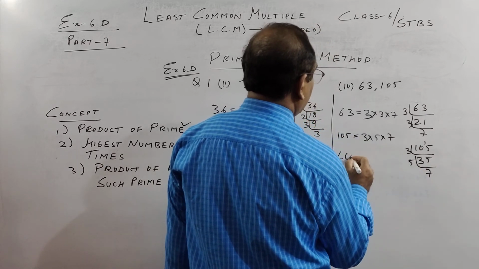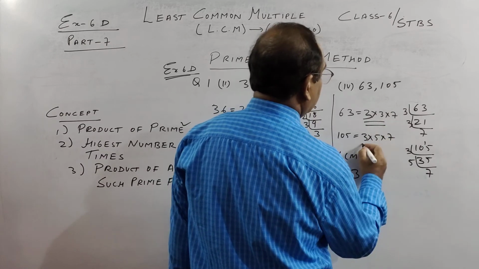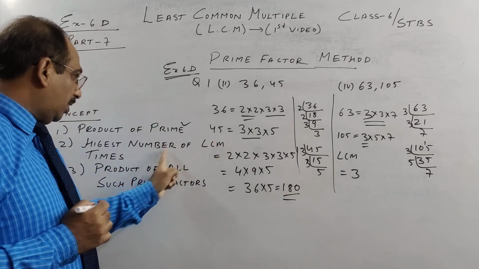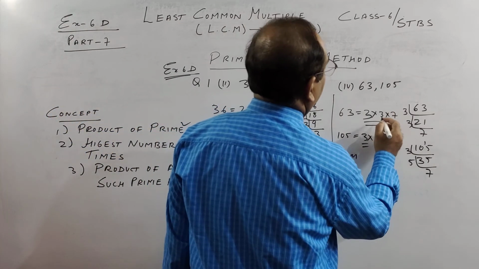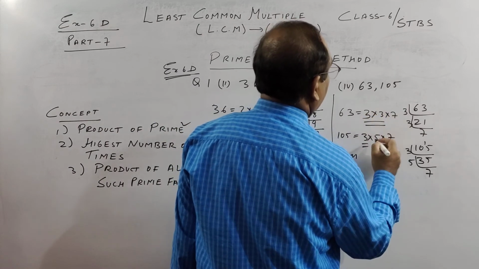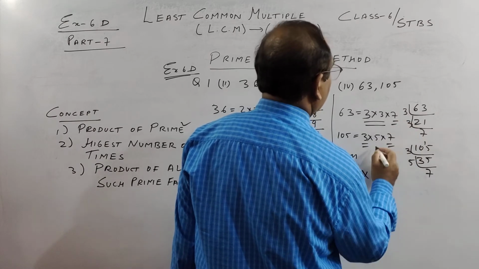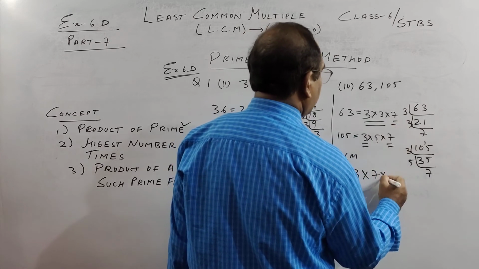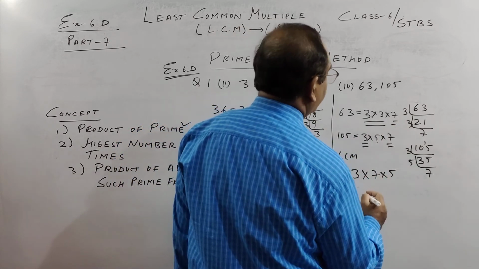What is the LCM, children? 3 comes twice, here once, take the highest power. So I have written as product of primes, highest power, and product of such powers. So 3 I have done. Now 7 comes once. And 5 comes once here. So 7 is common, 5 is not common, so both we have to write.